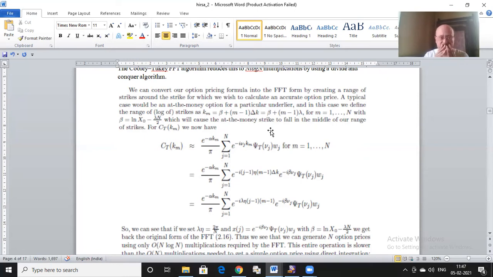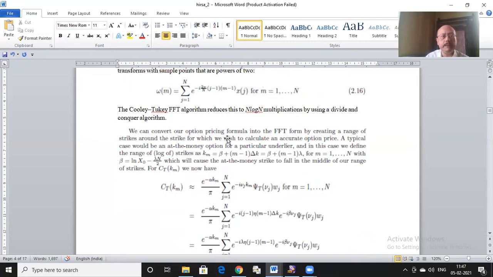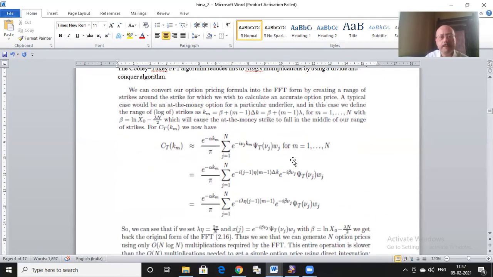Is that clear? So this is just plus lambda n minus lambda n by 2 up to plus lambda n by 2 in n many steps. So our log x naught will fall in the middle. That's what this grid actually achieves. So for any Km, the mth strike price, CTKM will be approximately equal to this integral psi t wj. Wj comes from here for each m equal to 1 to n.